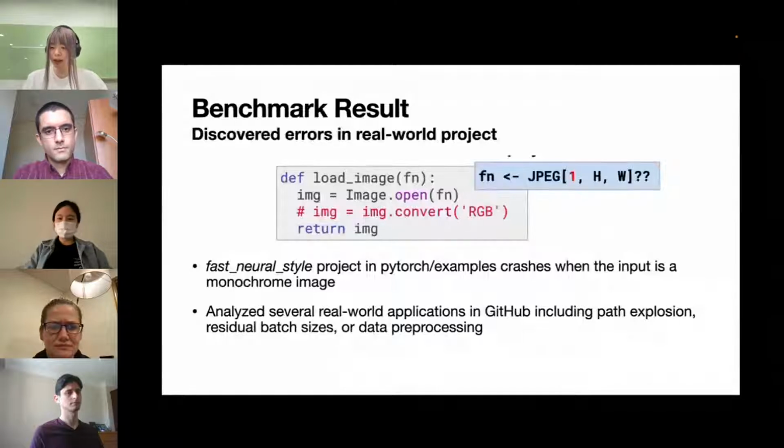And we analyzed several real-world projects, and we found an error in those projects, like this example. In this example, the code will crash only if the input image is a monochrome image, but it is hard to find that error in the test phases. We only have colored images in the test set.